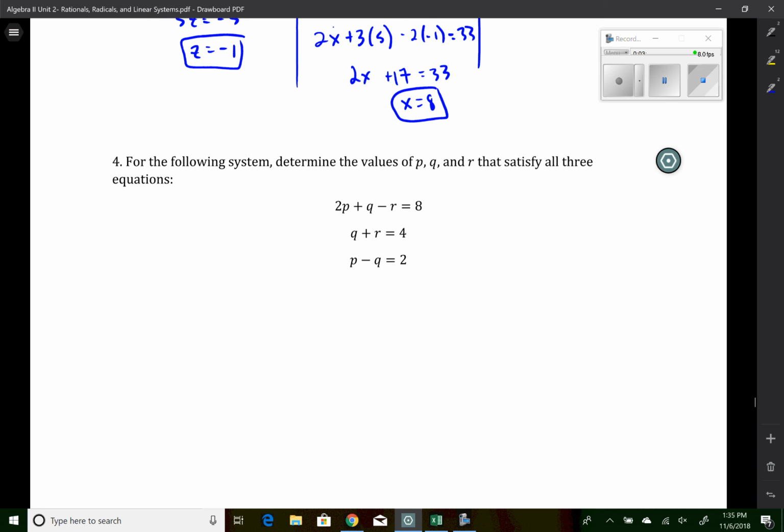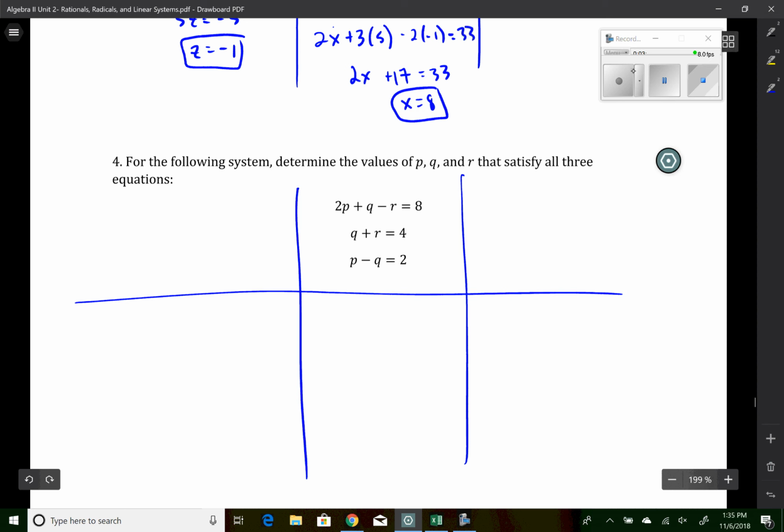Number 4 is a little interesting. All right, so number 4 gives us an opportunity here to get rid of r right away. So if I do 2p plus q minus r equals 8, and q plus r equals 4, the r's cancel, which leaves us with 2p plus 2q equals 12.